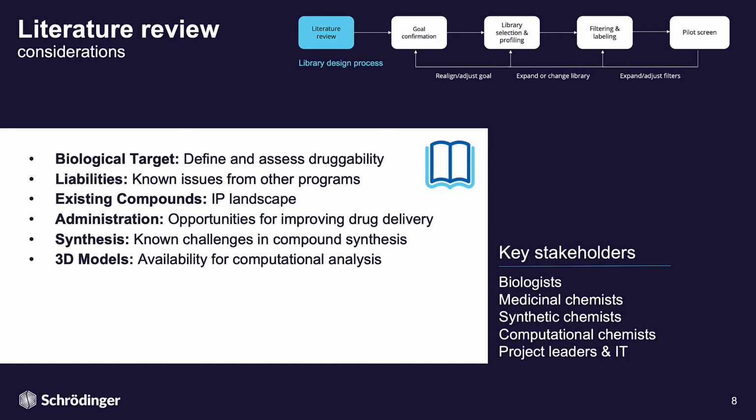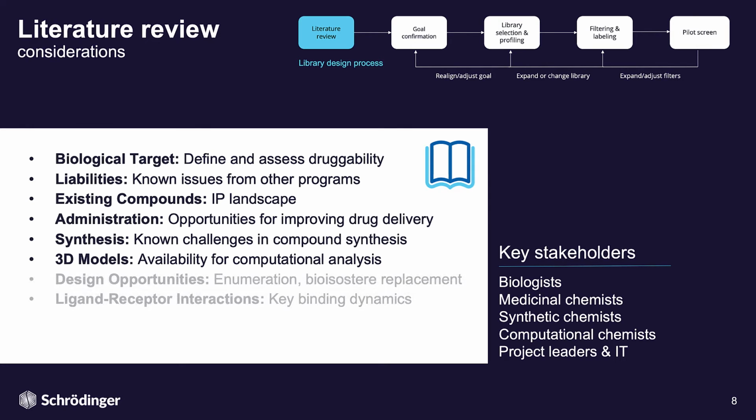Computationally, 3D models of the target can guide precise ligand design by indicating where to perform linking or growing enumeration and identifying necessary protein-ligand interactions. Tools like Schrödinger's Ligand Designer are designed to help medicinal chemists leverage these models, making it easier to select or design compounds with a higher likelihood of binding.